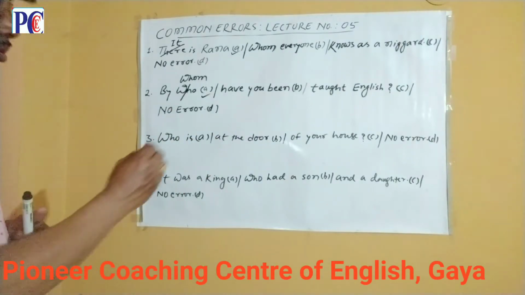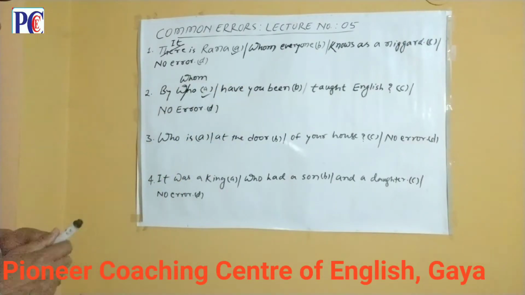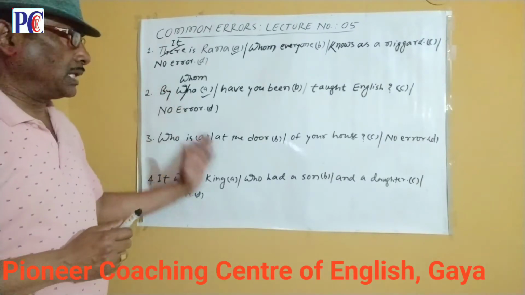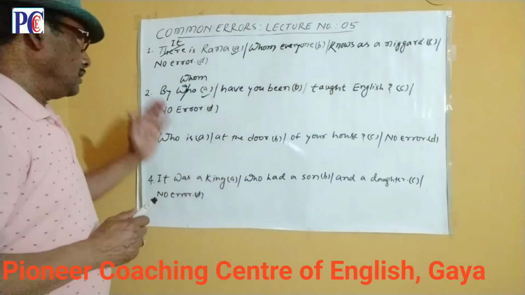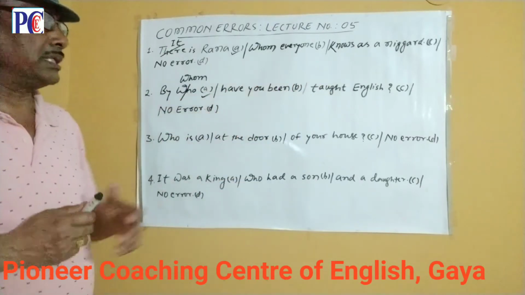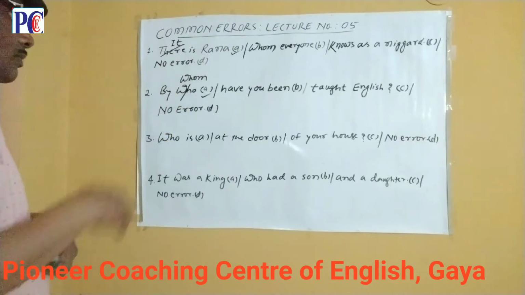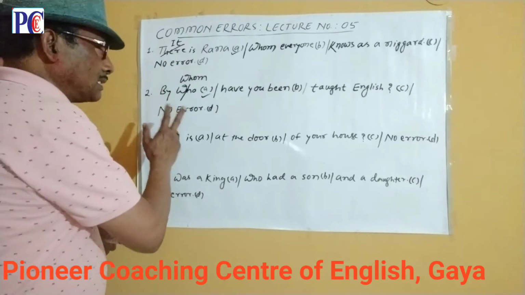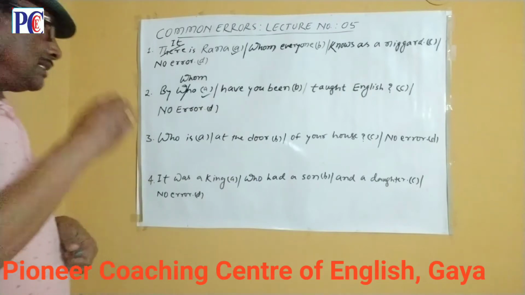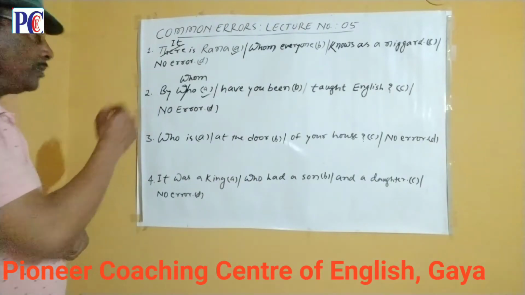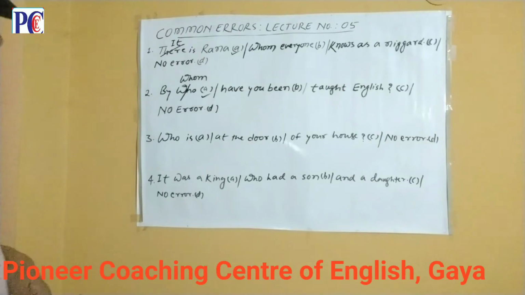Students, here we can do the correction in another way too: lift the by and place who first, taking the by to the end. Who have you been taught English by? But this cannot be done here because we cannot find out the errors in two sections. Hence the right way to correct this sentence is: by whom have you been taught English?